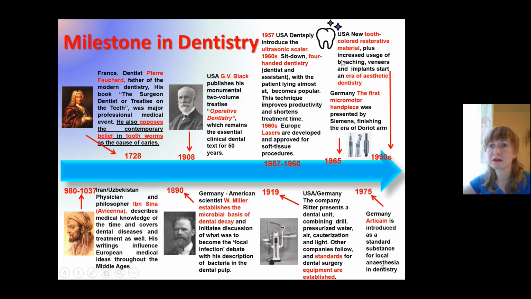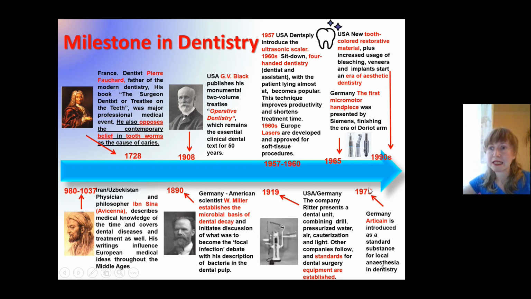After that, we moved back to the USA, and there was introduced tooth-colored restorative material, plus increased usage of bleaching, veneers, and implants, and all of that gave rise to the era of aesthetic dentistry. So from this time, 1960, we can start to talk about aesthetic dentistry development. In 1965, Germany, the first micromotor handpiece, a slow-speed handpiece, was presented by the company Siemens, and at that time, the era of the Doriot arm finished.